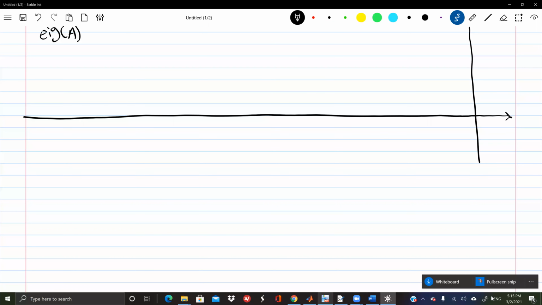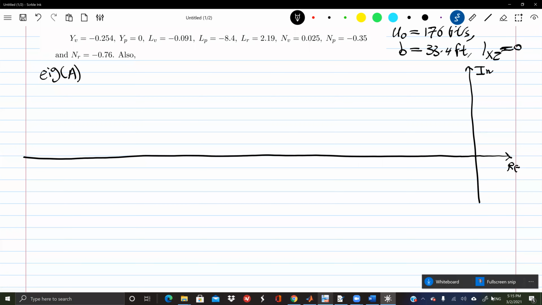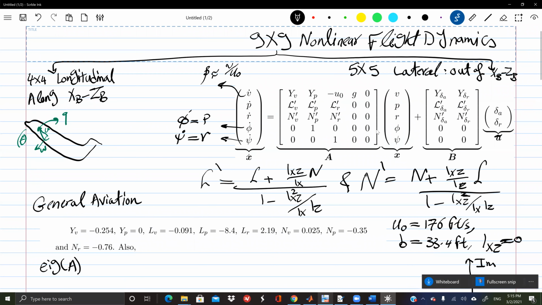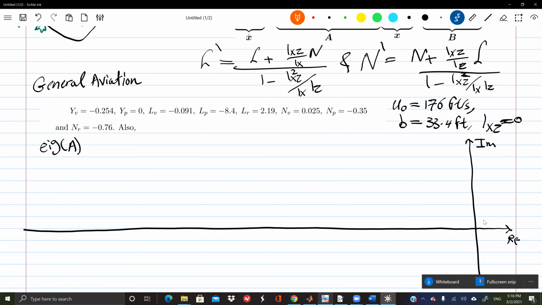And stop me anytime, please. This is the real axis, this is the imaginary axis. Of the 5 eigenvalues, one of them will be exactly at the origin. And this can be easily seen. Look at this. We have a column that is full of zeros, right? So for any matrix that has a column that is full of zeros, or a row that's full of zeros, you will get a zero eigenvalue. So I have one eigenvalue exactly at the origin.